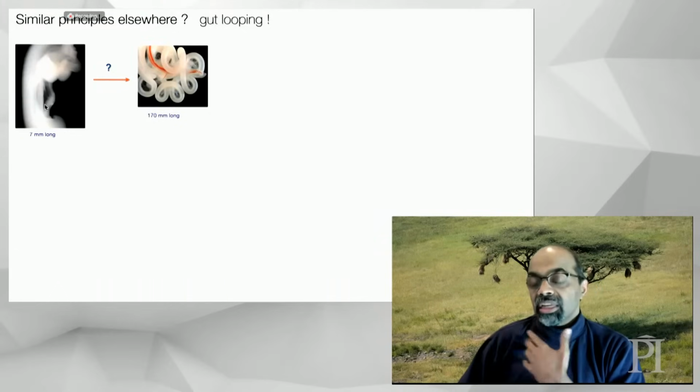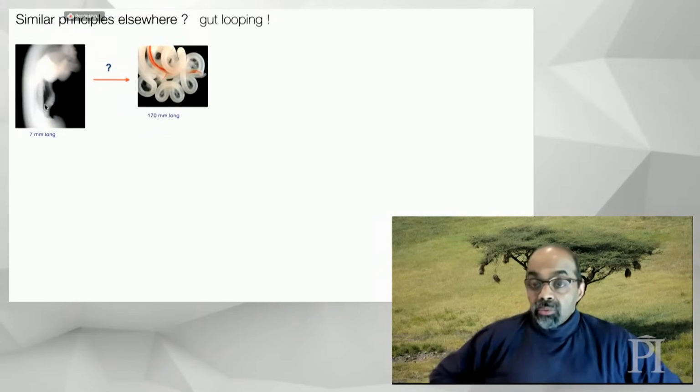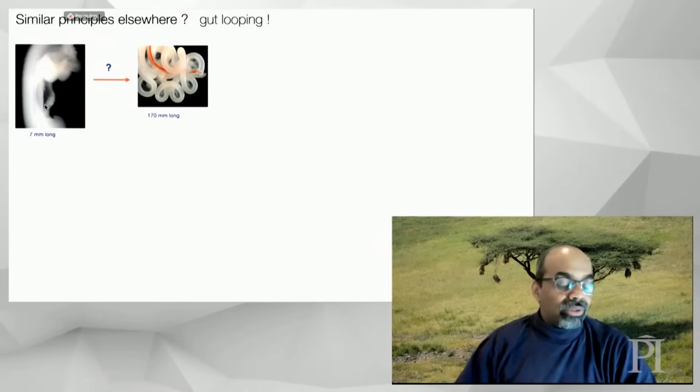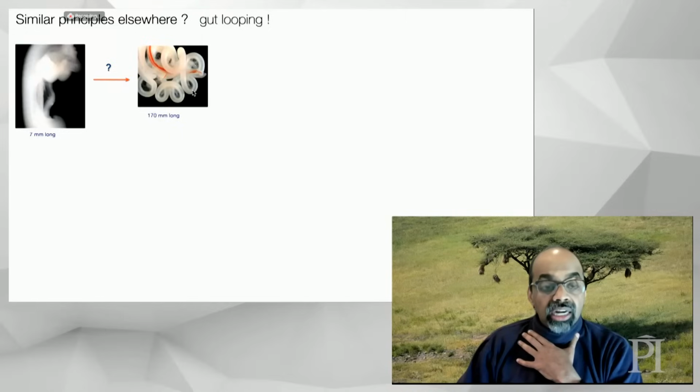For you and for me, the gut is 7 or 8 meters long, and it's fairly well packed. Hopefully it remains well packed and doesn't start to bulge out over time. In the chick, something similar, not nearly as long. The chick hatches about 21 days after the egg has been fertilized.